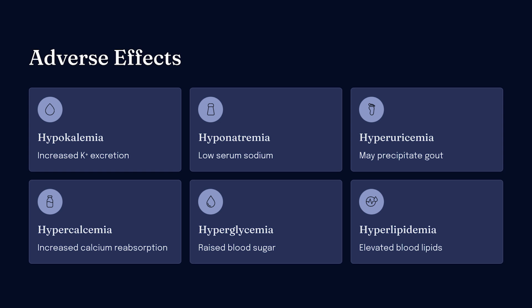A unique feature of thiazides is hypercalcemia, which occurs due to increased calcium reabsorption in the distal convoluted tubule. This property is beneficial in preventing calcium-containing kidney stones, but may worsen pre-existing hypercalcemia. They may also produce metabolic adverse effects, including hyperglycemia and hyperlipidemia, although these effects are usually mild.